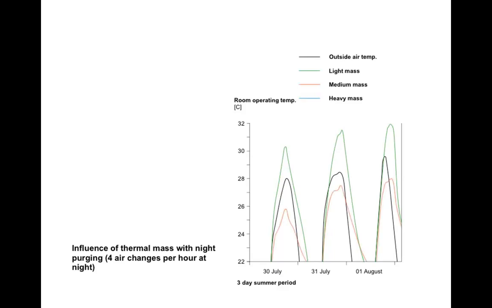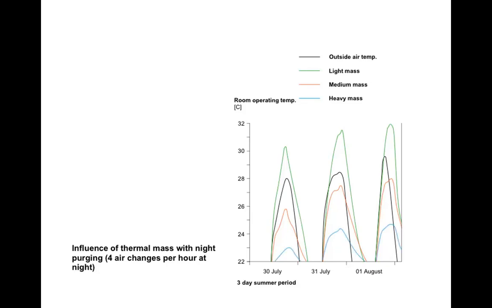If we now put on our medium mass, which is the red, so medium mass would mean a construction where you probably have concrete soffits and a concrete floor. And already you can see the significant benefit. Those internal temperatures are now lower than the outside temperature. So when it's 30 degrees outside, it's 28 degrees inside. So the thermal mass is giving us that benefit.